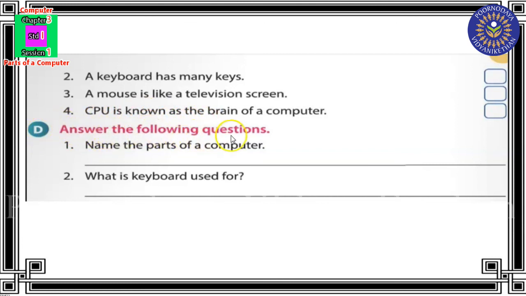Then exercise D. Answer the following questions. First question is that name the parts of a computer. Answer is monitor, mouse, keyboard, CPU. Then question number 2. What is keyboard used for? A keyboard is used for the following. We press the keys to type letters and numbers, special characters or symbols. We can also give commands to a computer by pressing the keys on the keyboard.